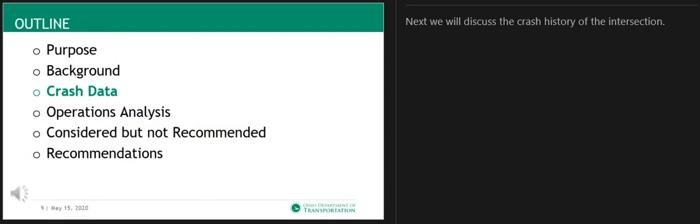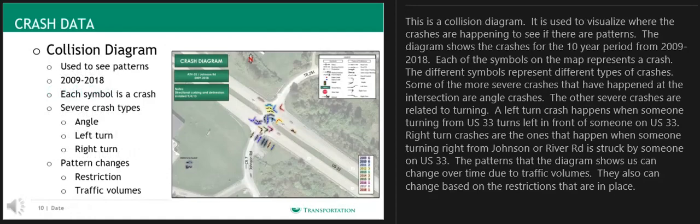Next, we will discuss the crash history of the intersection. This is a collision diagram. It is used to visualize where the crashes are happening to see if there are patterns. The diagram shows the crashes for the 10-year period from 2009 to 2018.